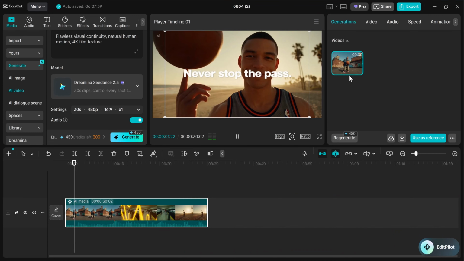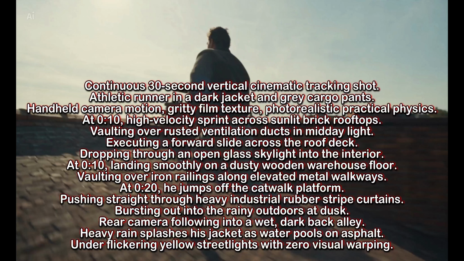As you can see, only the way he threw the ball in the air backwards was kinda messy. Other than that, it worked pretty well. Here is our second prompt.